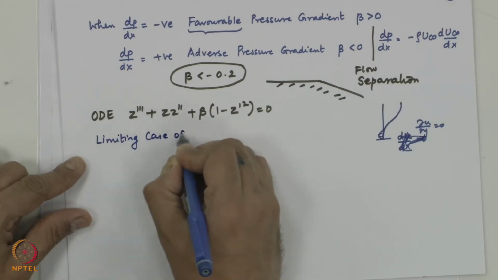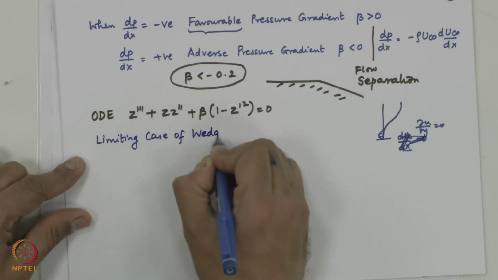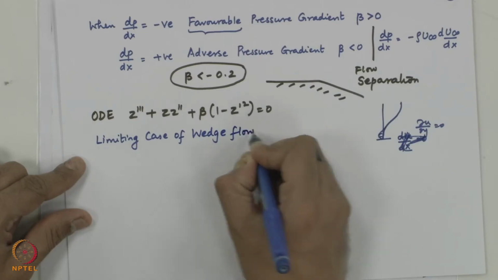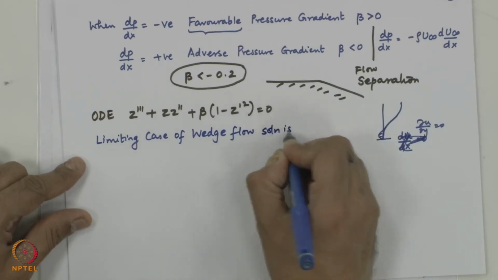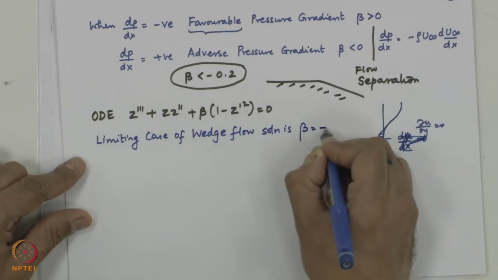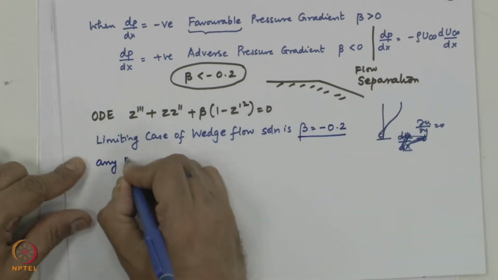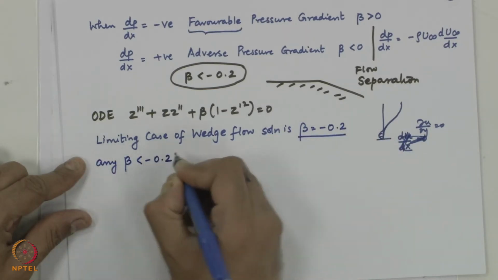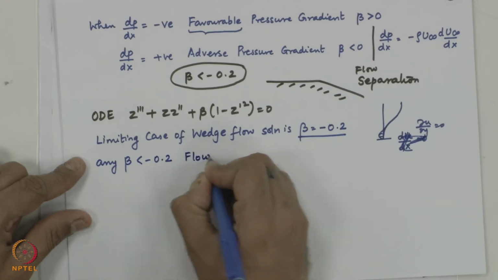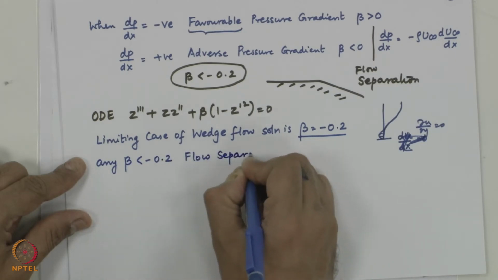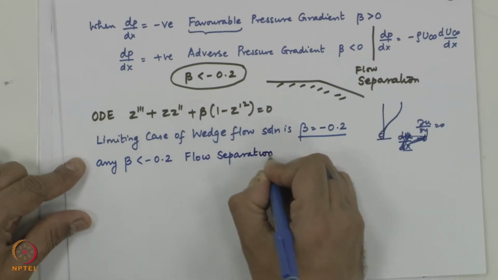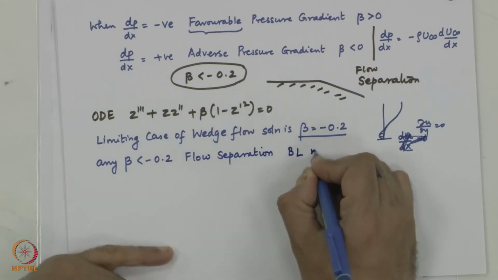of the wedge flow solution: beta is equal to minus 0.2. Any beta less than minus 0.2, flow separation occurs. Once flow has separated, boundary layer equations are not valid anymore.